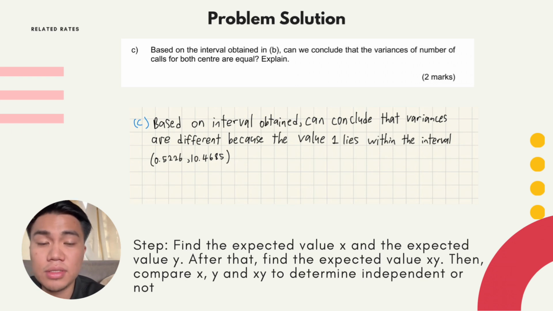Finally, for part C, my conclusion is based on this interval. My conclusion states, based on the interval obtained, we can conclude that the variances are not different because the value 1 lies within the interval 0.5226, 10.4685.